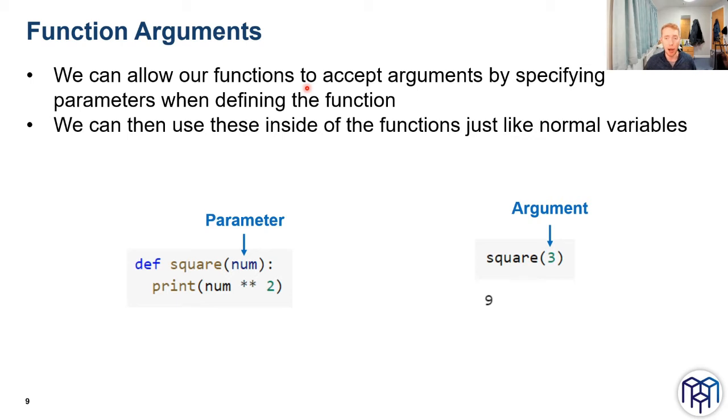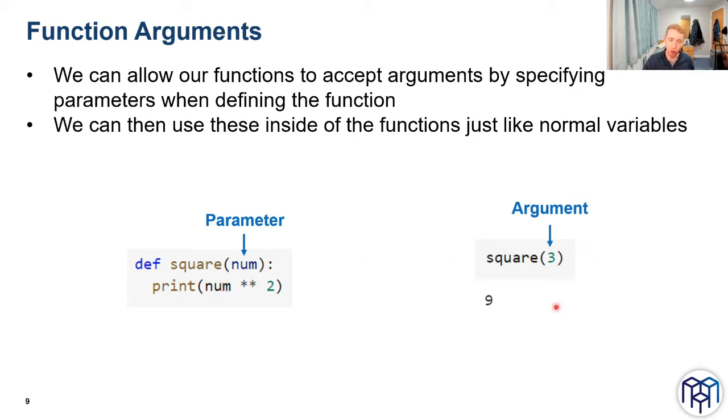We can do this simply by putting parameters inside the brackets when we define a function. For example, we could create a function called square that's going to take a single parameter called num. We can use that parameter inside of the function just as if it was a variable. So we can print out num squared, and whatever value this is given is going to be used inside of our function. Think of it as a way of putting inputs into our function, the opposite to returning, which gives an output.